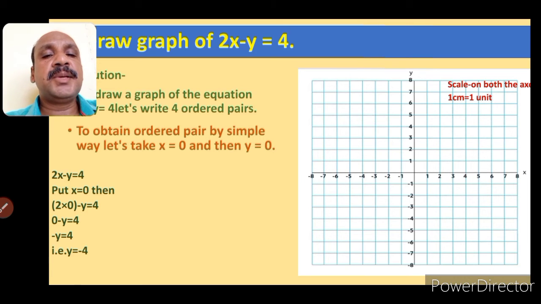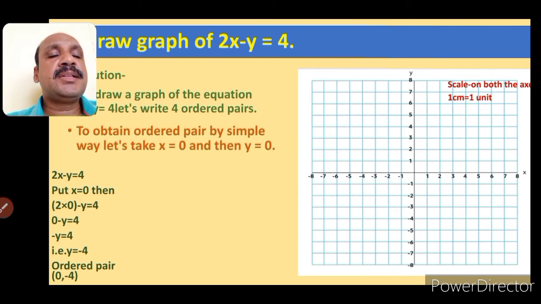Therefore, the first ordered pair is (0, minus 4). Now we plot this ordered pair. That means we plot the point on the graph paper. Here the point (0, minus 4) is on the y-axis.